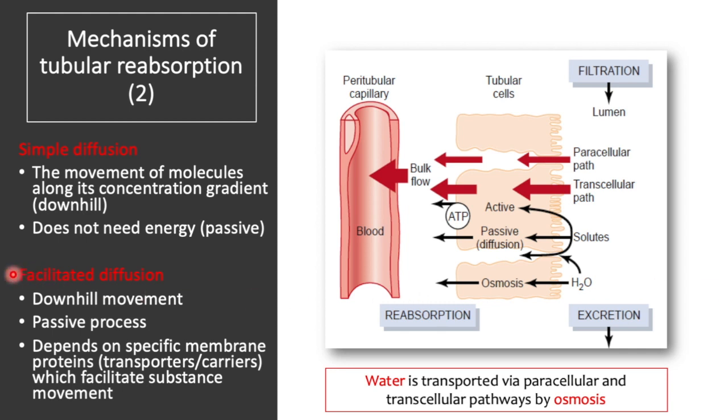For facilitated diffusion, it depends on transporters or carrier proteins. These carrier proteins are located on the tubular cells. Whereas for water, it is transported via osmosis, either paracellularly or transcellularly.